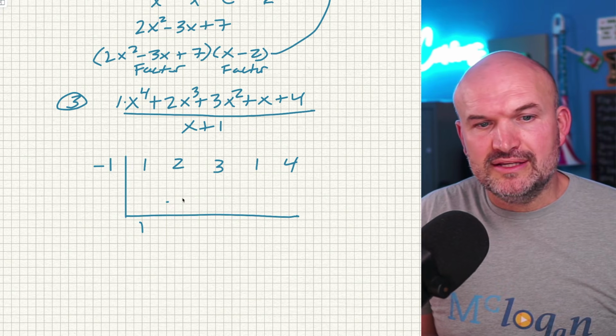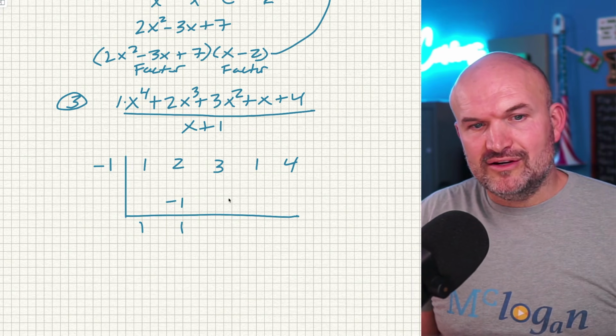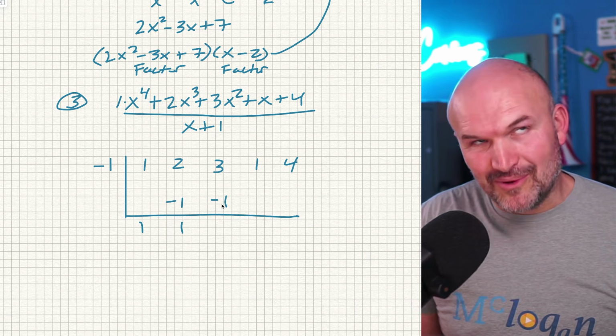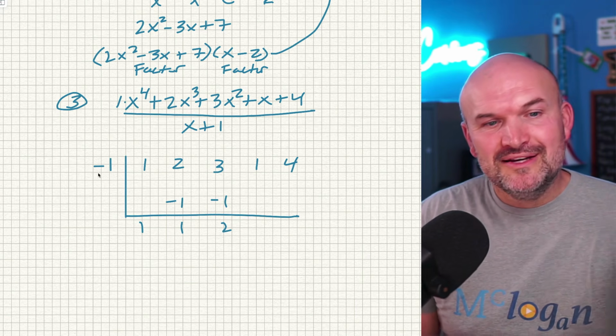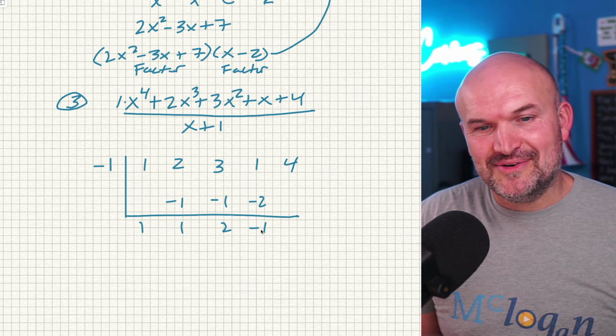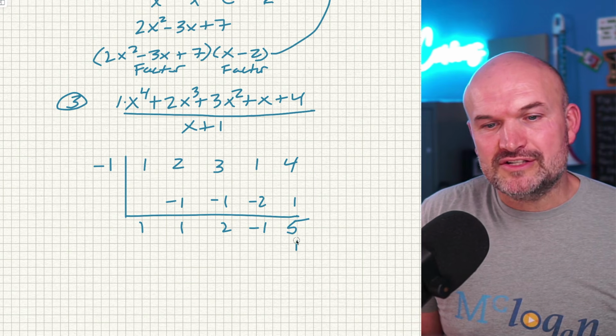1 times -1 is -1. 2 plus -1 is a +1. 1 times -1 is a -1. 3 plus -1 is going to be a +2. 2 times -1 is a -2. 1 plus -2 is a -1. -1 times -1 is a +1. And that means we're going to have 5 as our remainder.